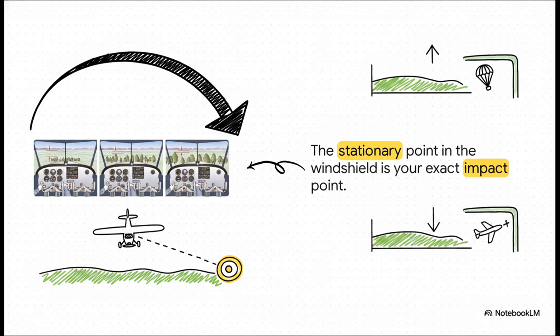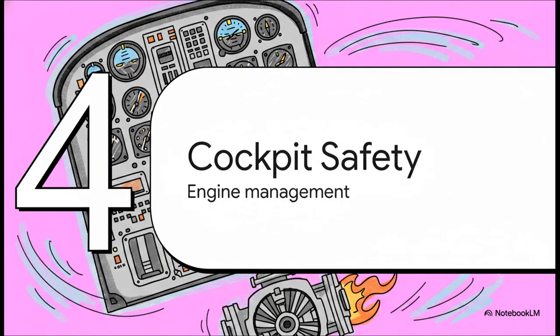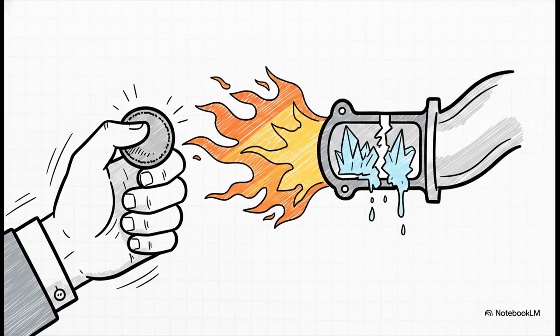If it's moving down towards the nose, you'll overshoot. Spotting that stationary point tells you literally everything you need to know. Let's transition to Section 4, Essential Cockpit Safety Procedures. Safety is absolutely crucial here.